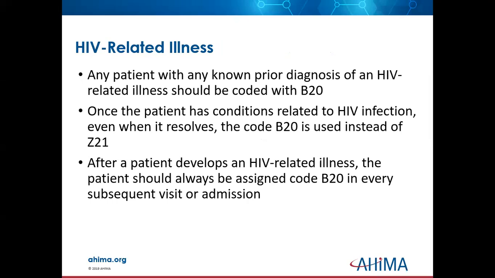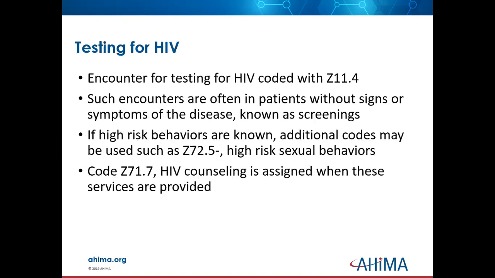Once their disease progresses to AIDS, they are always coded with the B20. Once they pass that threshold where they have one of the manifestations of AIDS, excuse me, you use the B20 code instead of the Z21. So it's not like patients can go backwards and forwards. Once they develop an HIV-related illness, the patient is always assigned B20 in every subsequent visit or admission.